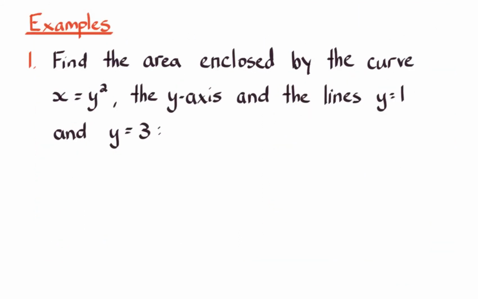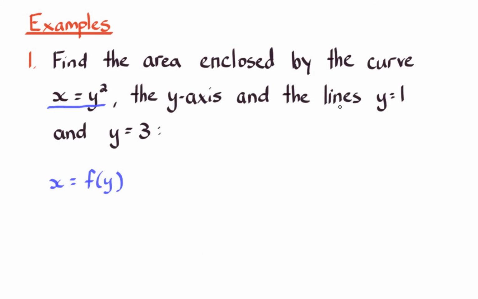Example 1. Find the area enclosed by the curve x equals y squared, the y-axis, and the lines y equals 1 and y equals 3. So we can see here it's an area enclosed by the curve and the y-axis problem, which means we want to express our function in the form x is a function of y. But notice for this particular question, that's how it's been given to us. X is a function of y. So that's really good for us.